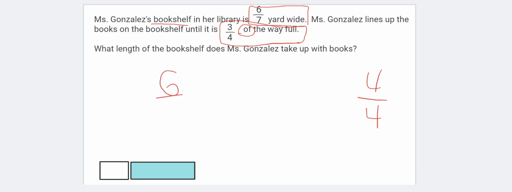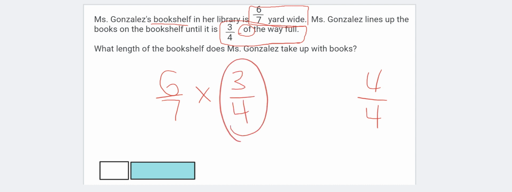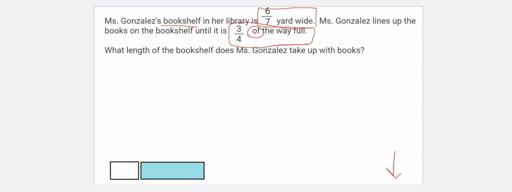Now let me ask you a question. If I'm multiplying by 3/4, do I think the product is going to get bigger or smaller than 6 out of 7, if I'm multiplying by 3/4, which is a small fraction? That's right. The product I am expecting is actually going to be smaller or less because 3/4 is not the same as a whole.